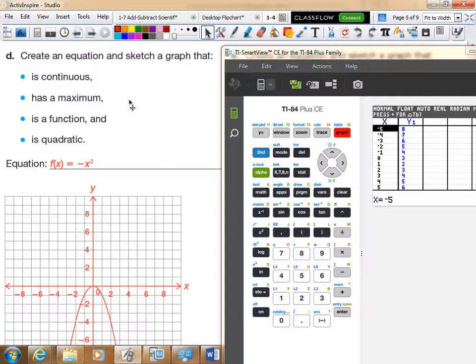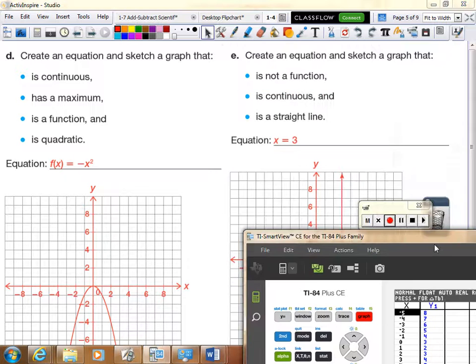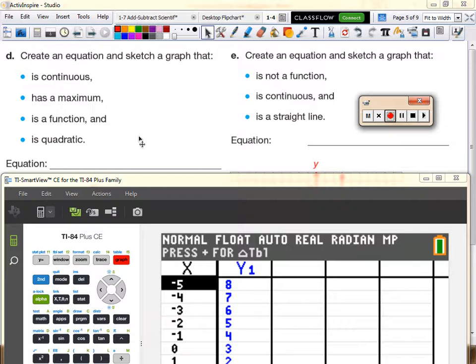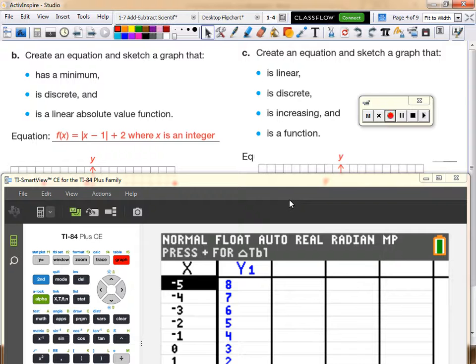Okay, the next one. We've got D and E. Oh, how did I skip C? Okay, C is here. Create an equation and sketch a graph that is linear, discrete, increasing, and is a function. So yesterday in our chart, we talked about how M, the slope, the rate of change, if it's going to be increasing, would have to be a plus.